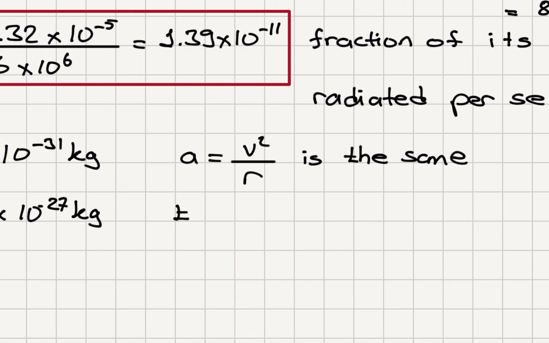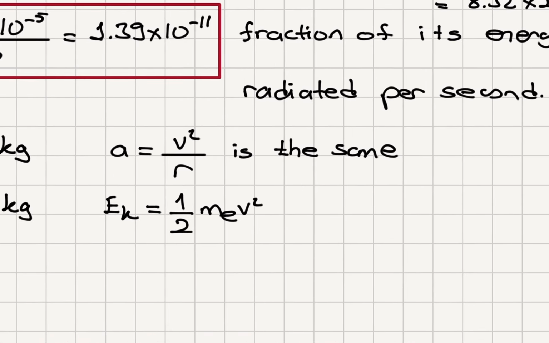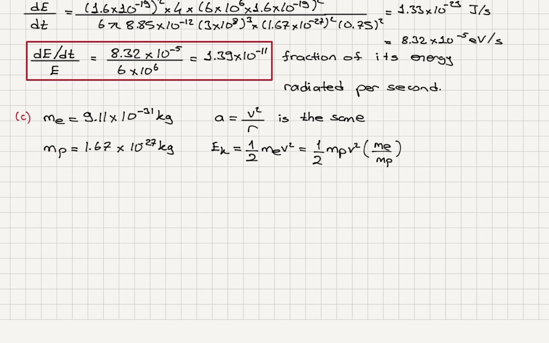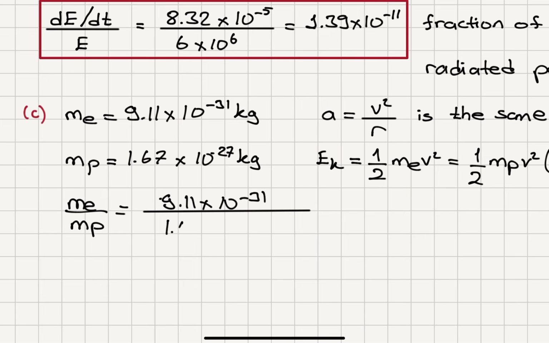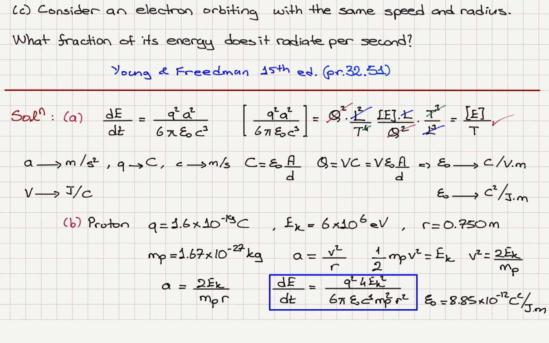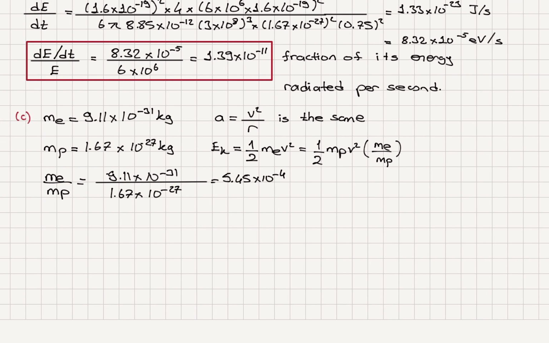So if I look at the kinetic energy, it is 1/2 mass of the electron v squared. This is 1/2 mass of the proton v squared multiplied by the ratio of mass of the electron to mass of the proton. Okay, so this ratio is important. What is the mass of the electron to mass of the proton ratio? It is 9.11 times 10 to minus 31 kilograms divided by 1.67 times 10 to minus 27. The ratio is 5.45 times 10 to minus 4. So the mass changes, but the speed and radius is the same.